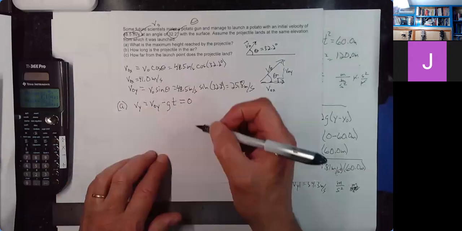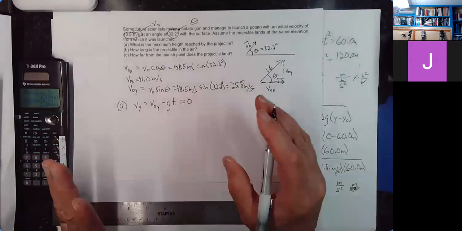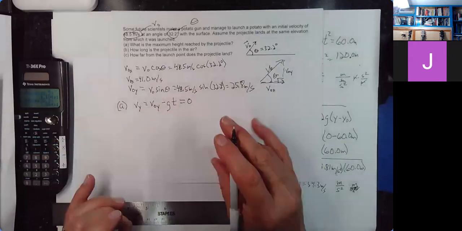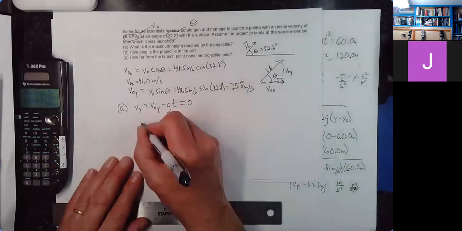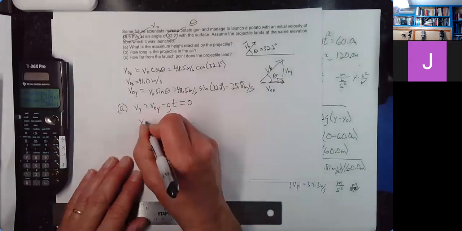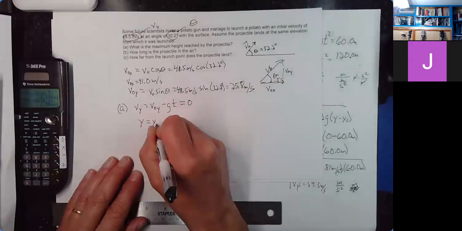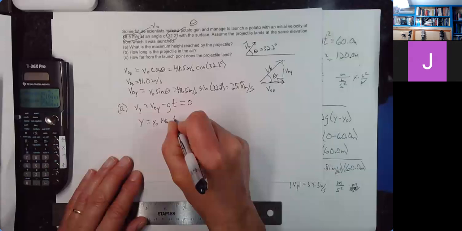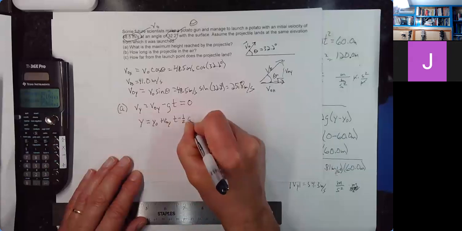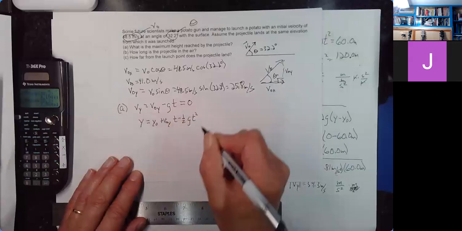So now, this is on the way to trying to figure out how high that high point is. How high that high point is, I get because y is equal to y naught plus v naught y t minus 1/2 g t squared.